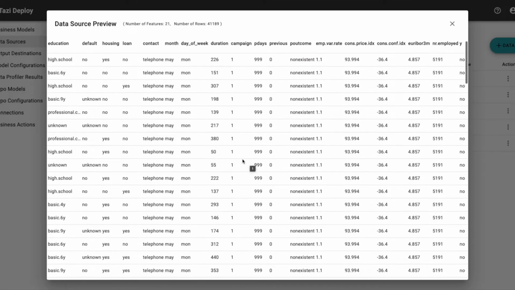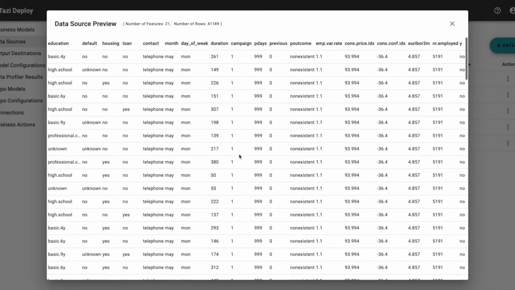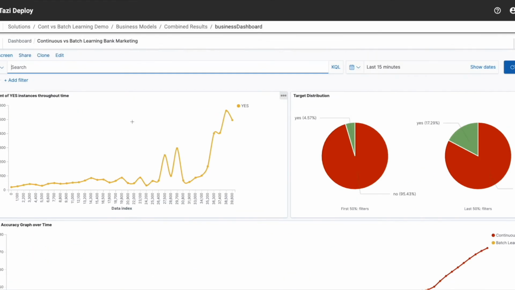For the purposes of this demo, I've used the publicly available bank marketing dataset where the data is related to direct marketing campaigns by phone calls from a Portuguese banking institution. The goal is to predict if the client will actually subscribe to a term deposit or not after the marketing call. So let's actually deep dive into this dataset.